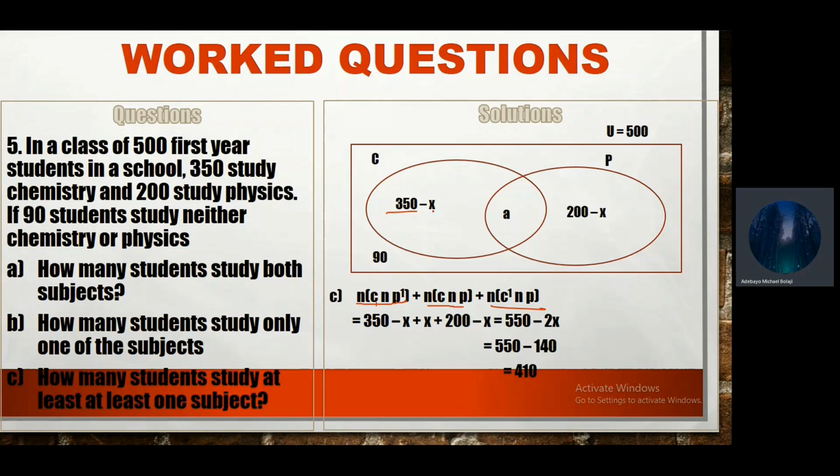So from our Venn diagram, we have this to be 350 minus x, then plus x. This is x. Okay, plus x plus 200 minus x. Adding these, we have 350 minus x plus 200 minus x. So minus x cancels, minus x cancels plus x. 350 plus 200 is 550. Then we have minus x remaining. So we know x to be equal to 140. So 550 minus 140 is equal to 410. So the number of students that study at least one subject, that is one subject or more, is equal to 410.